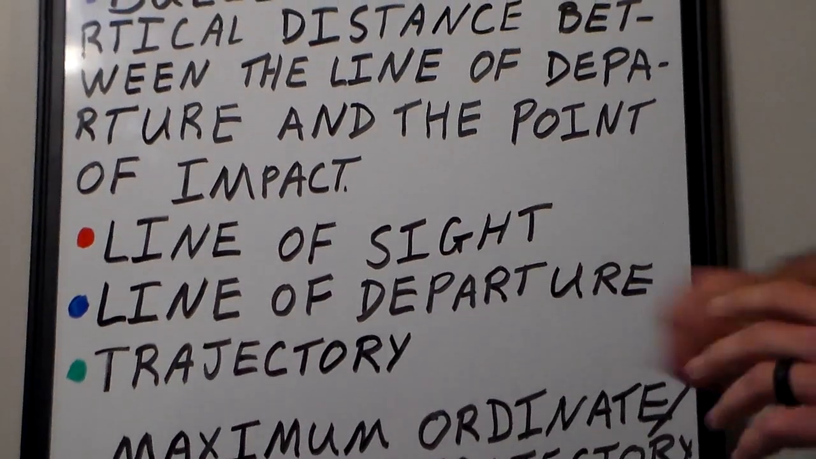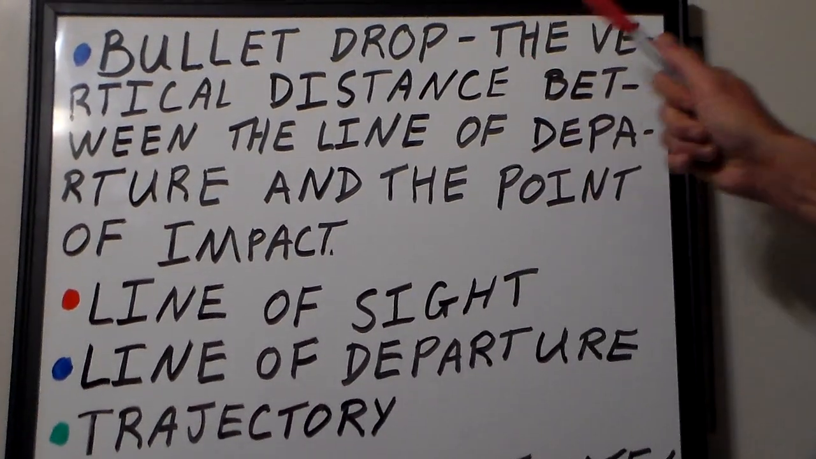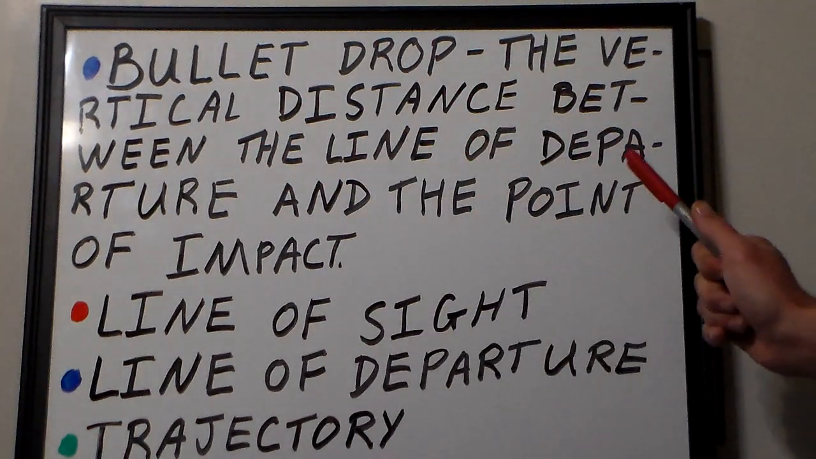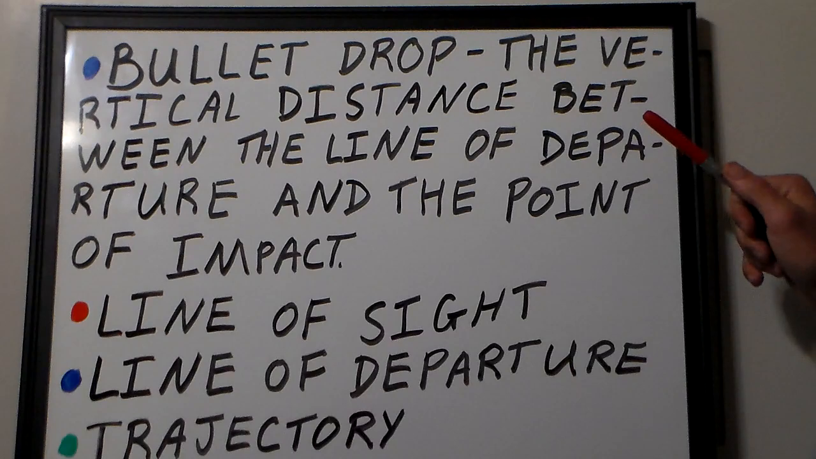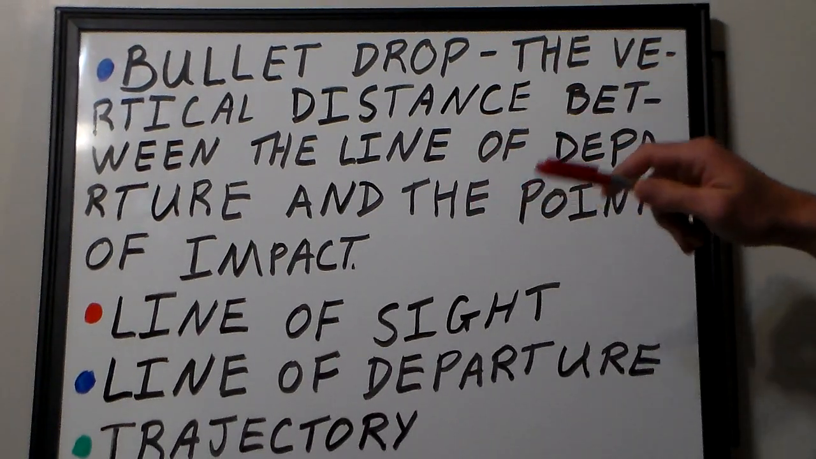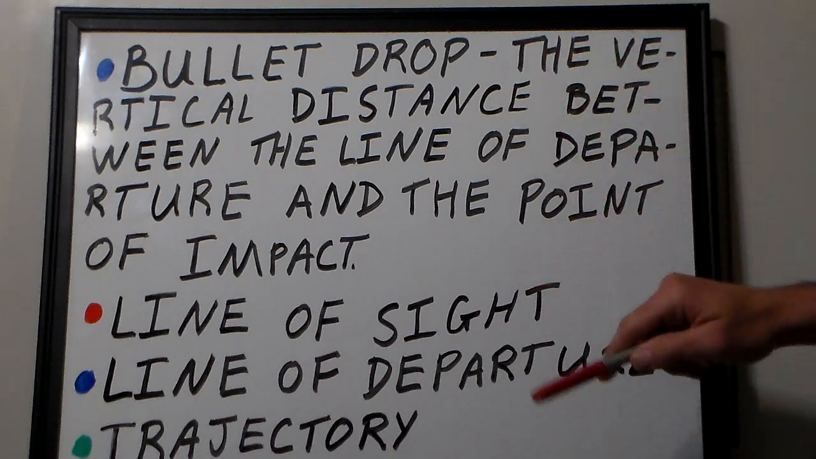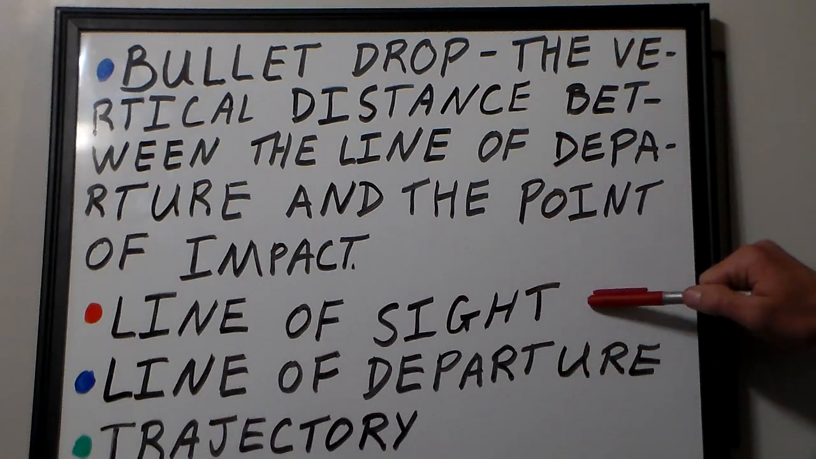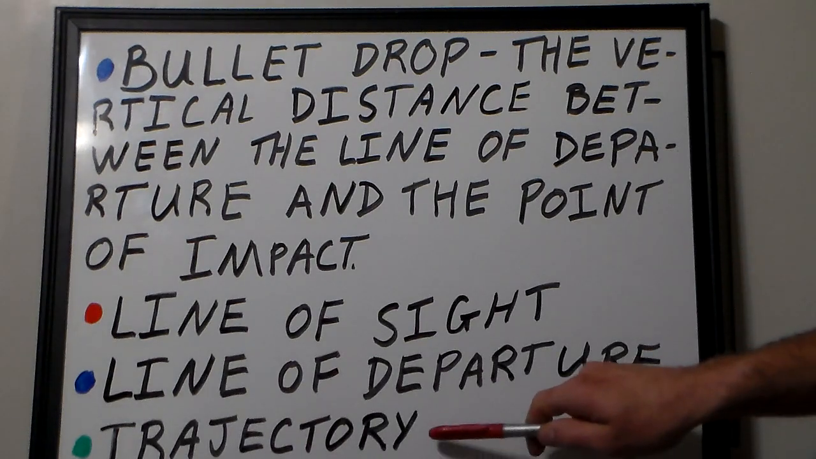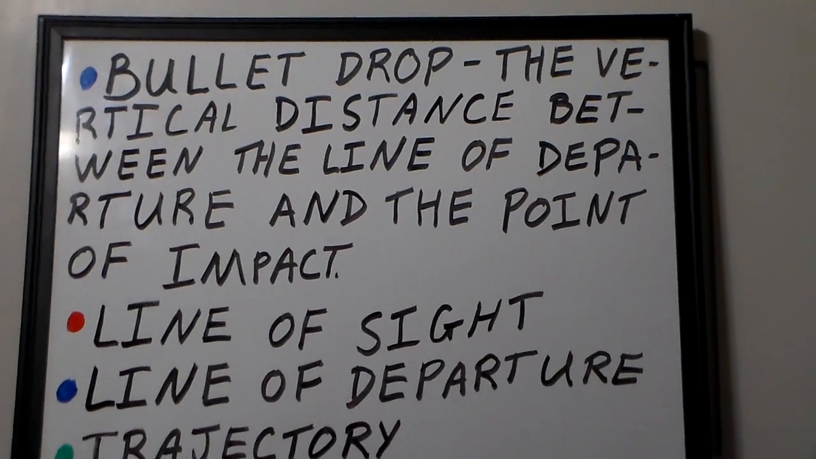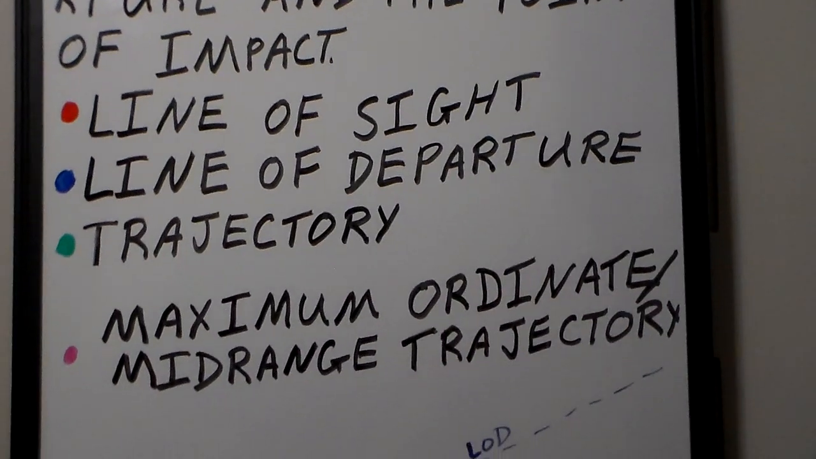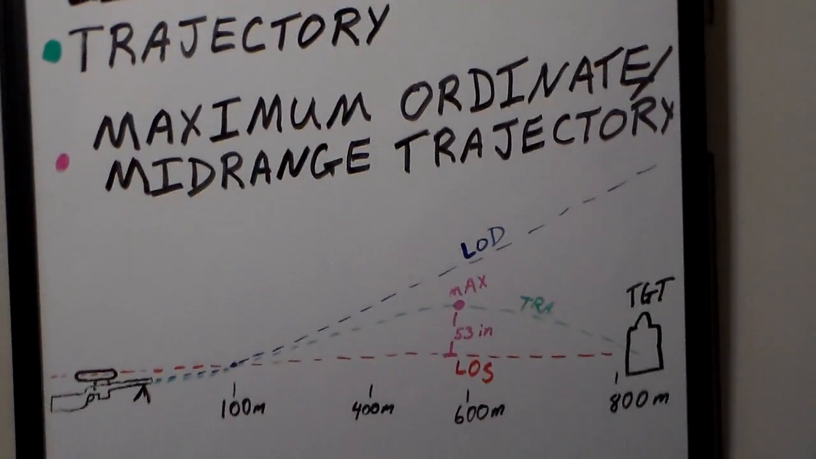Okay. Bullet drop. That's the vertical distance between the line of departure and the point of impact. I got a diagram down below that I'm going to show you, all these ones on this board right here. So we'll dig into that deeper at the bottom. We have line of sight, line of departure, trajectory, maximum ordinate or mid-range trajectory. So let's take a look and dive into these down here with my little picture.